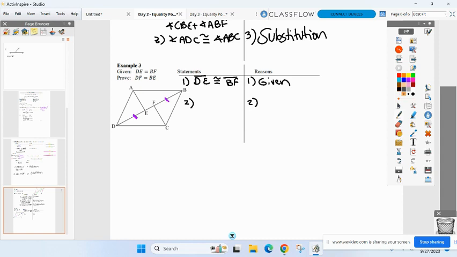I know you guys are used to it. You're in a bad habit. I only have provided you with one given here. Just the one given. All I know is segment DE is congruent to segment BF. That's all I know.